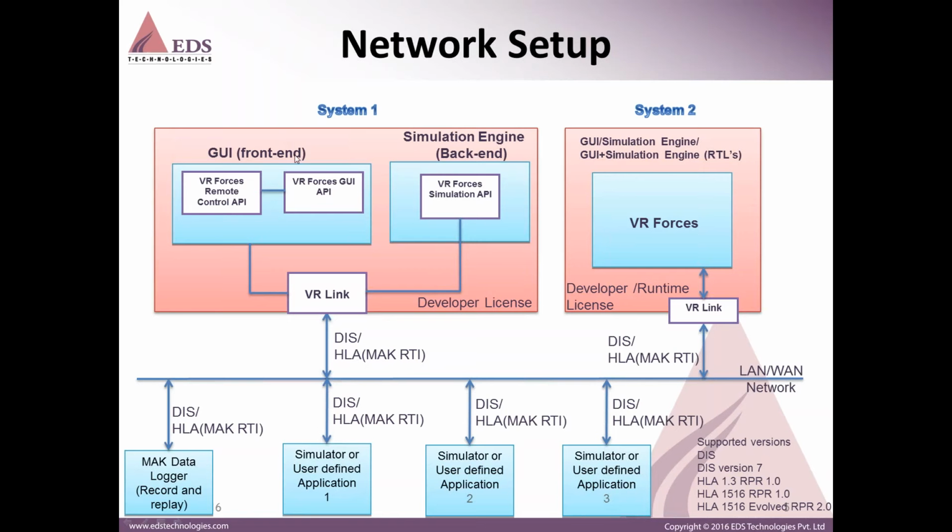You can see system 1 comprises two parts. One is the GUI, which we call the front end, and one is the simulation engine, which we call the back end. How do they interact with each other? For that we have the internal VRLink independent library. By using this VRLink library, we can connect system 1 to system 2 using your LAN or WAN network.